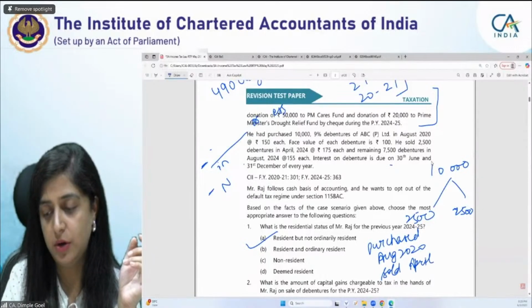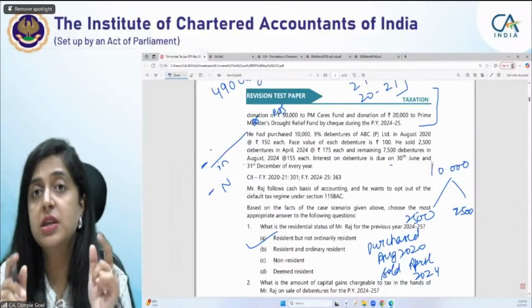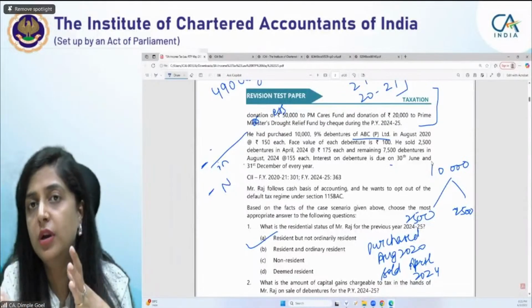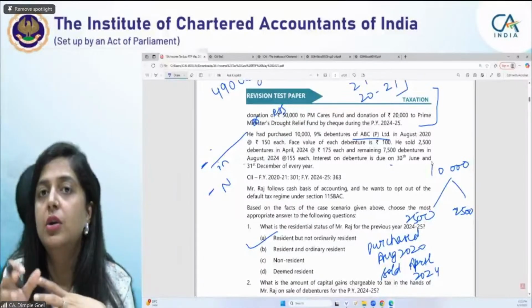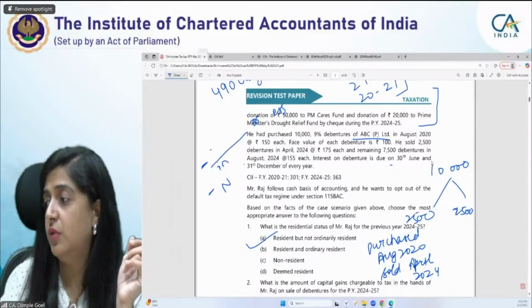What is the period of holding? What is the period of holding for debentures which are unlisted because it's a private company? So what is the period of holding for unlisted debentures to classify as a short-term capital asset or as a long-term capital asset?